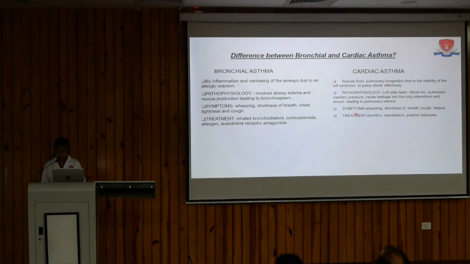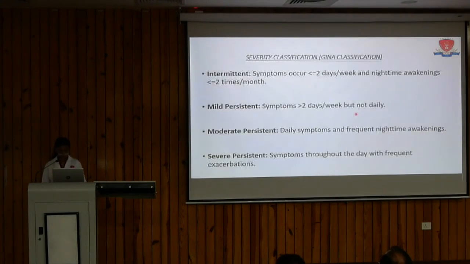Asthma can sometimes be confused with cardiac conditions. Let's differentiate between bronchial and cardiac asthma. Bronchial asthma is caused by airway inflammation and is treated with bronchodilators and corticosteroids. Cardiac asthma, on the other hand, results from heart failure, leading to fluid buildup in lungs. It is treated with diuretics and heart medications.